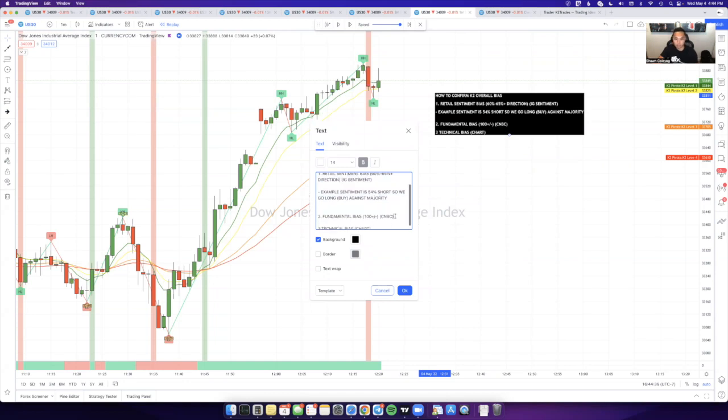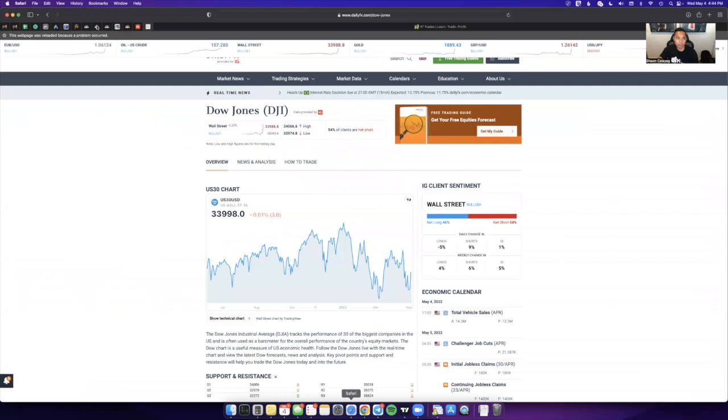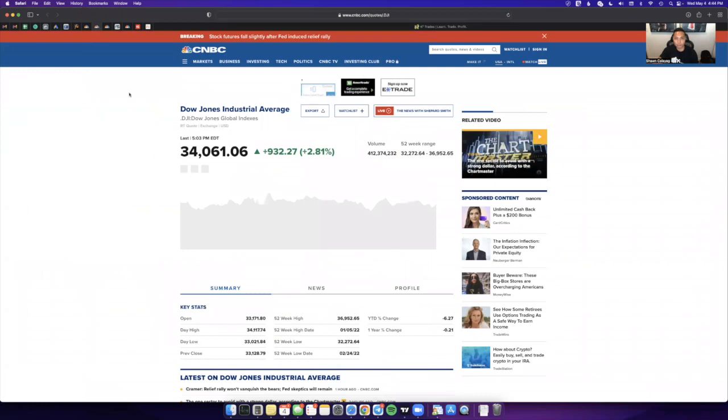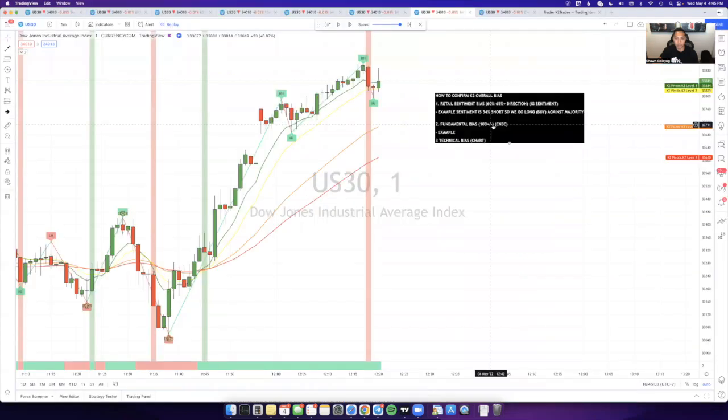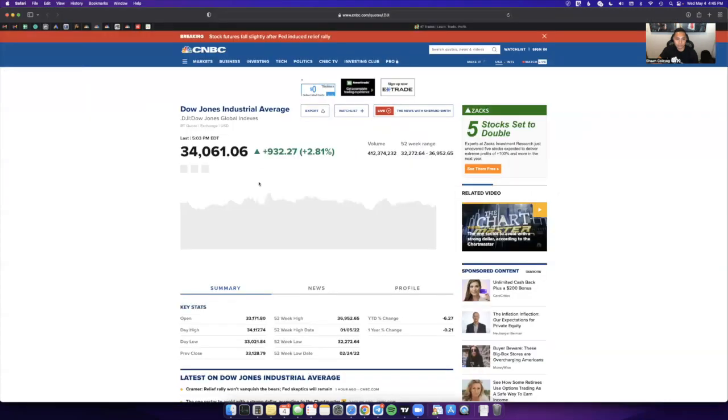For fundamental bias, you're going to be using CNBC. I'll provide the links below as well for that. And for this example right here, we'll pull up CNBC. There are two different fundamental biases that you can use. If you're trading during normal US hours, then this will be updated. You can see right here that it is currently up 932 points. If you look at the bias over here, you basically want it to be above 100 points or below to confirm that bias. The higher the number, the stronger the bias. So since the bias is 932 points in the green, positive, you're definitely going to be looking for buys here.